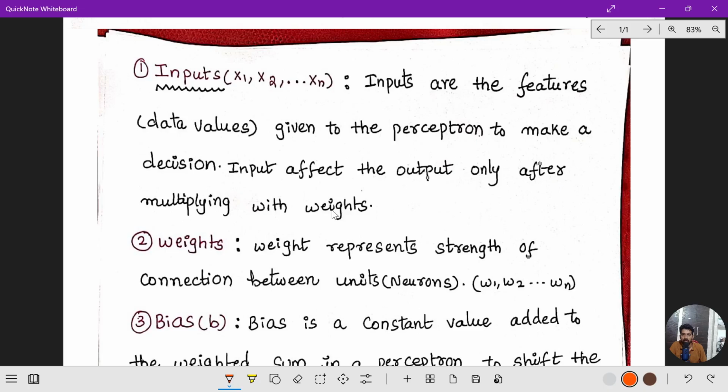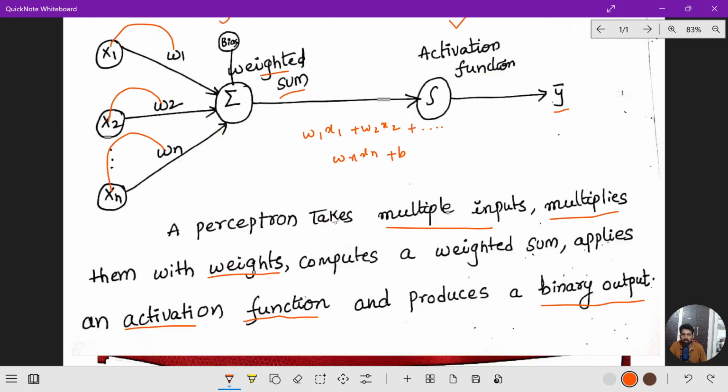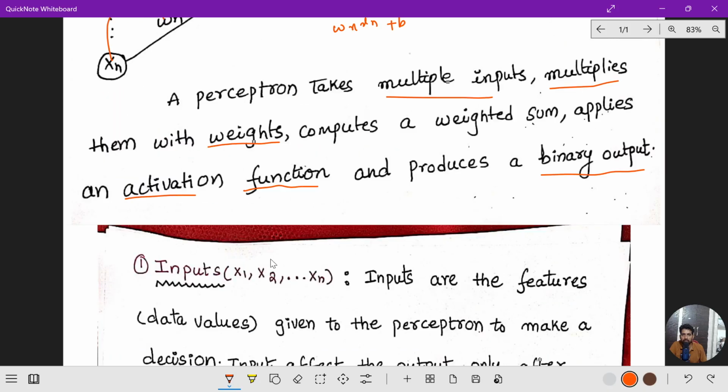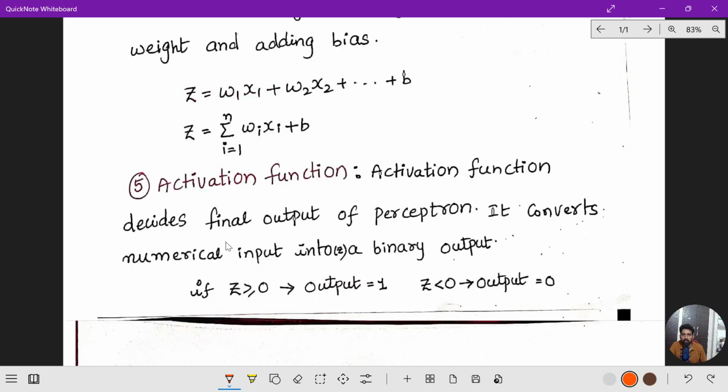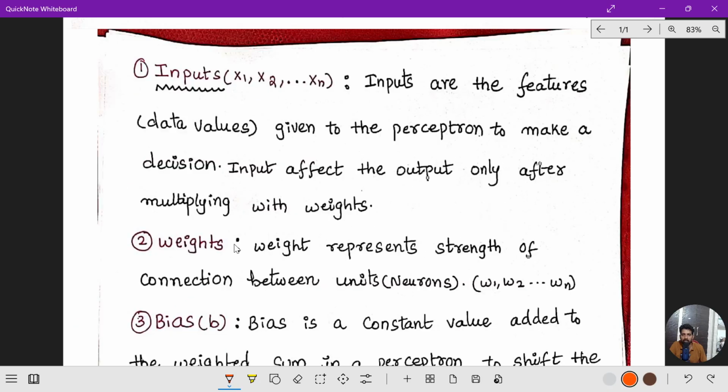We'll see, what is the meaning of these parameters? There are 4 or 5 different parameters. First one is called inputs. So what is the meaning of inputs? We can say x1, x2, so on up to xn are called inputs. Inputs are the features. Okay, those are called the data values given to the perceptron to make a decision. Inputs affect the output only after multiplying with weights. One of the most important factors.